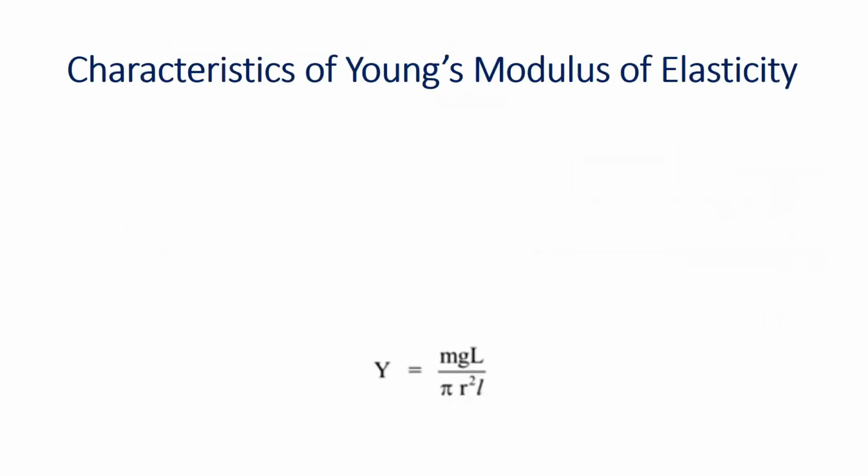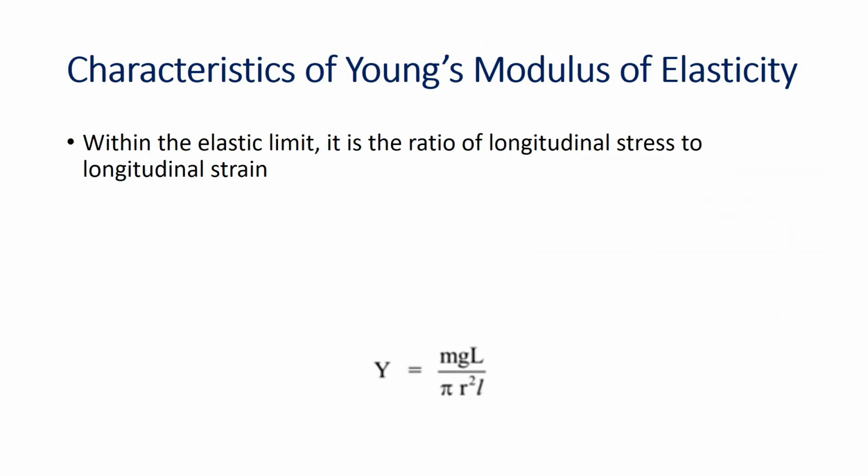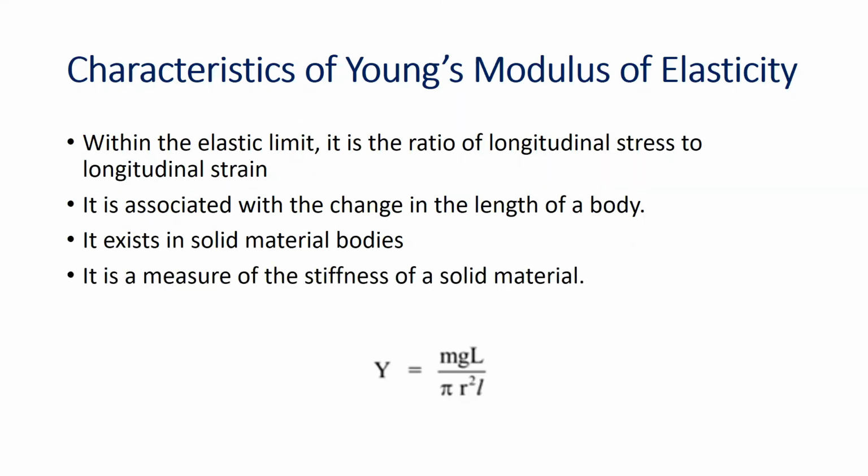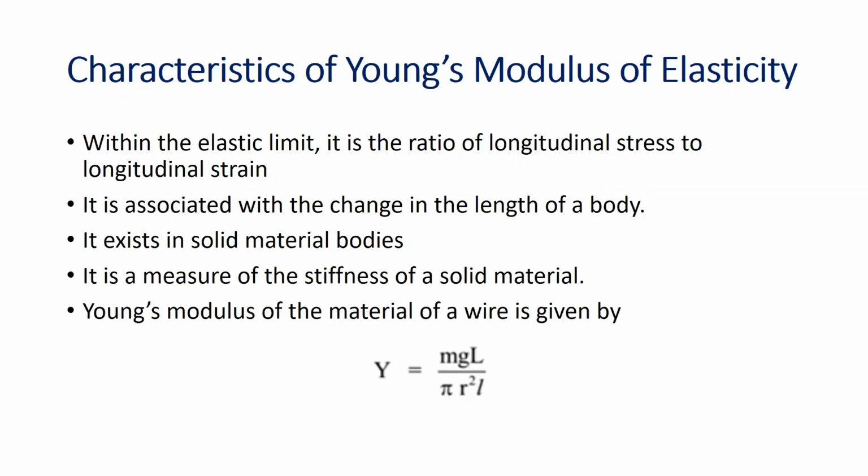Now let us study characteristics of Young's modulus of elasticity. Within the elastic limit, it is the ratio of longitudinal stress to longitudinal strain. It is characteristic property of the material. It is associated with the change in the length of the body. It exists in solid material bodies. It is a measure of stiffness of a solid material. Young's modulus of the material of wire is given by Y is equal to mg capital L upon pi r square small l.